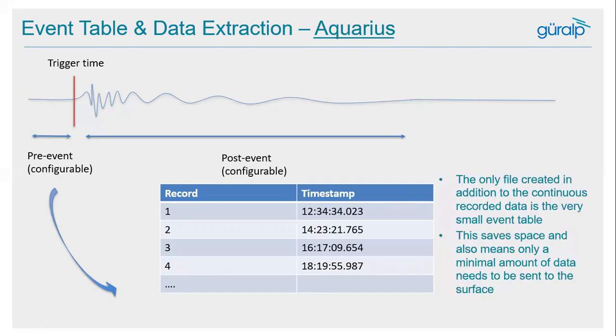With the Aquarius, we just store the event table. So we have the same number of records, but we only store the time that they occurred at. This means the only additional file in addition to the continuous record is the event table itself. The event table is very, very small, so we don't use up very much memory. And then when we do transmit it to the surface, we don't use very much battery life to do so.